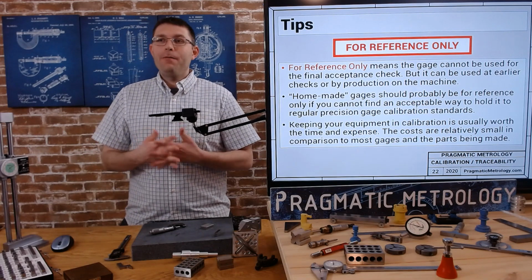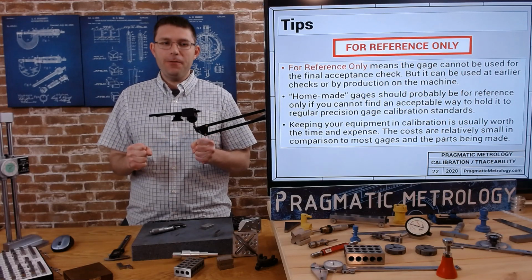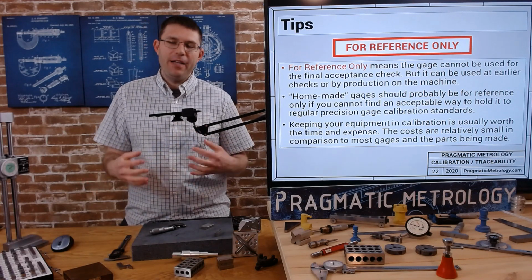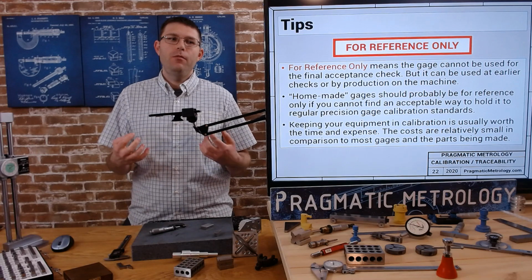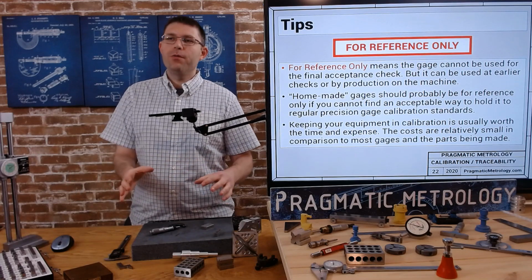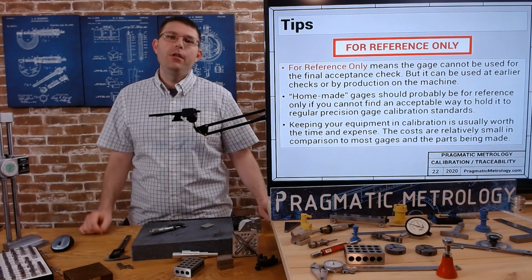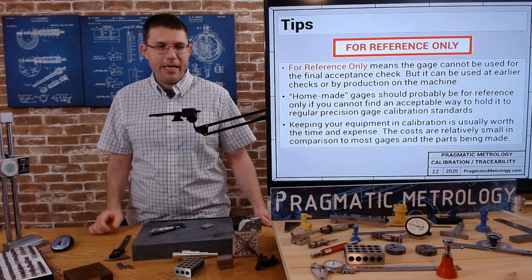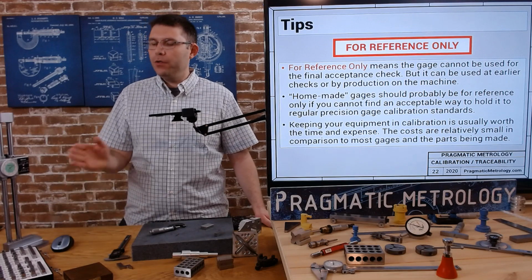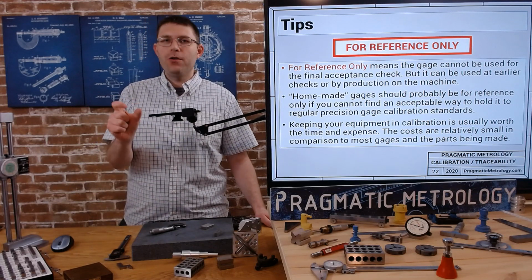Now, we haven't talked about "for reference only" too much, but for reference only means the gauge cannot be used for final acceptance. But it can be used at earlier checks, by production, or on the machine. But as the final quality control person, whether you're the production operator doing final quality or you're a separate person, you can't use reference-only gauges for that final check, but you can use them in intermediate steps. So there's a lot of gauges, tape measures, scales. Those can be for reference only, but when you go to do the final check, you need something calibrated and in the system and traceable, okay? If it's for reference only, it's not traceable.